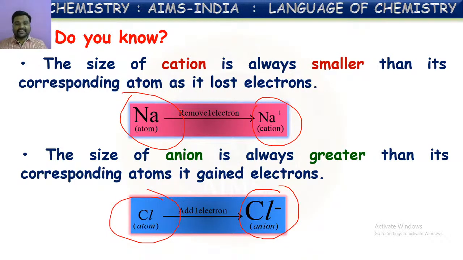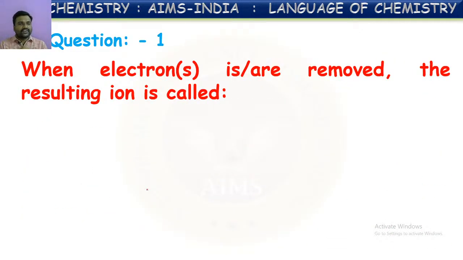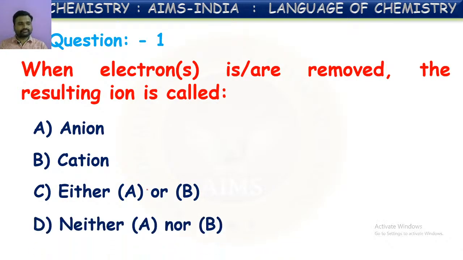Fine. Let us assess ourselves based upon what we have seen till now. See the question based upon this content. When one or more electrons are removed, then the resulting ion is called. Just now I have told ions are of two kinds. They might be formed either by the gaining of electrons by the atoms or by the removal of electrons. Now let us see options given here: anion, cation, either anions or cations, none of these.